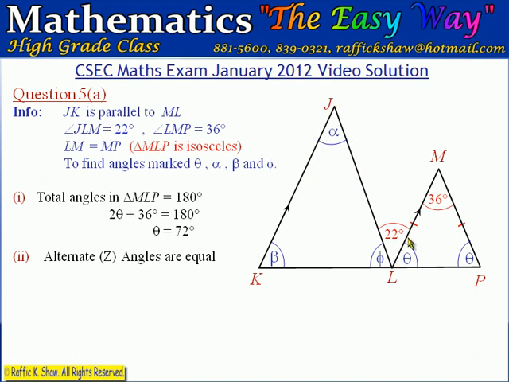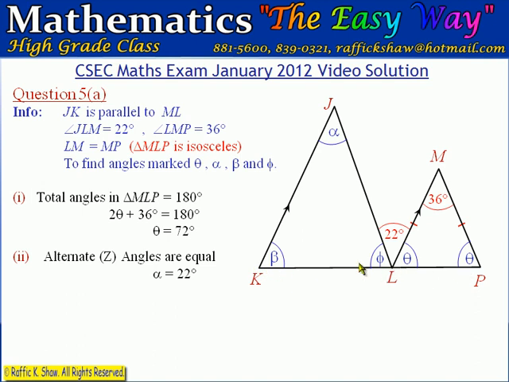So we form a Z angle right here, or alternate angles. Alternate or Z angles are equal, and therefore alpha is equal to 22 degrees. As simple as that. So that's it. Alpha is 22 degrees. And now we want to find angle beta.